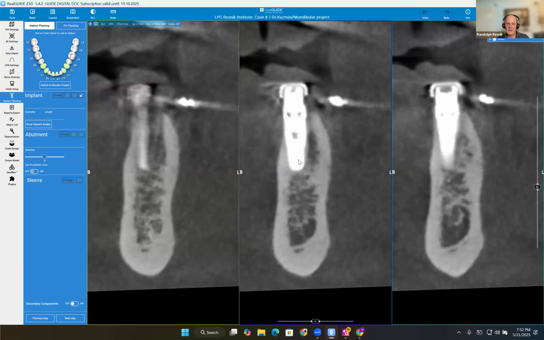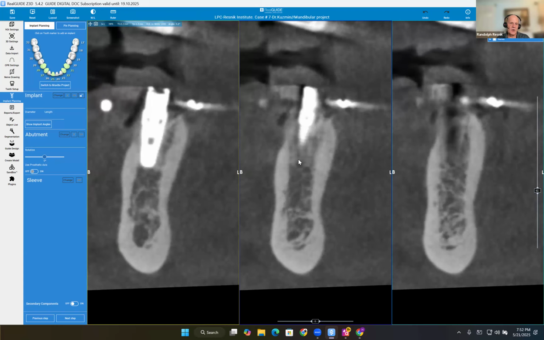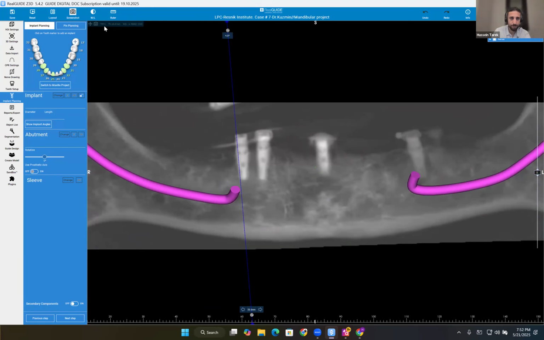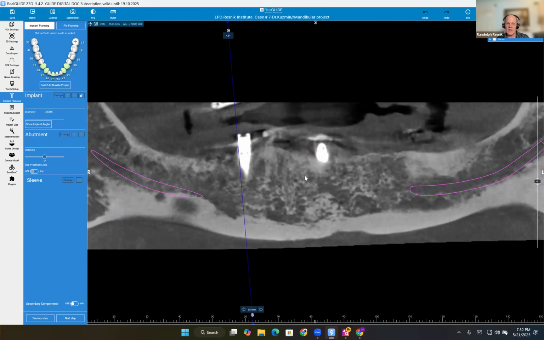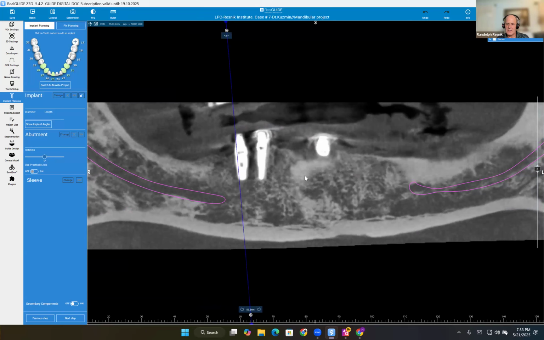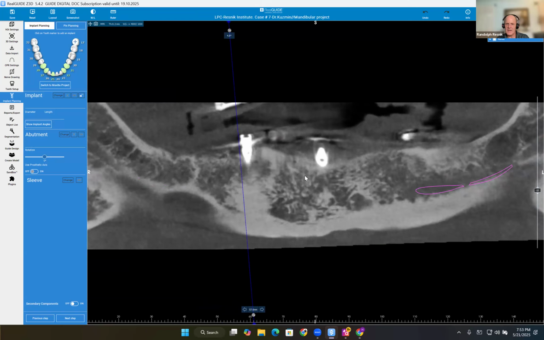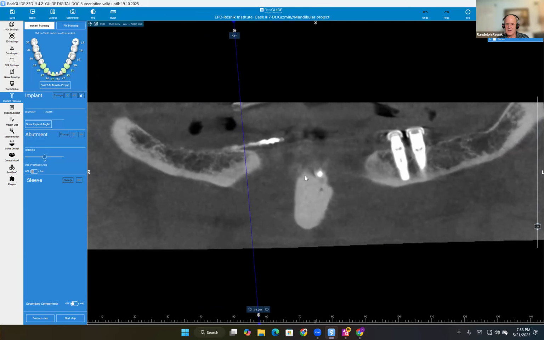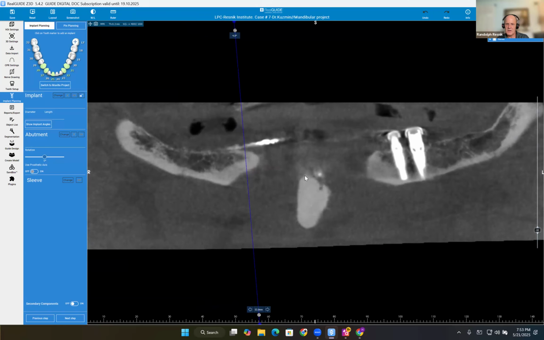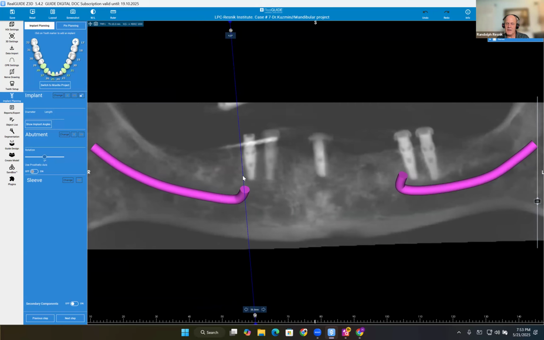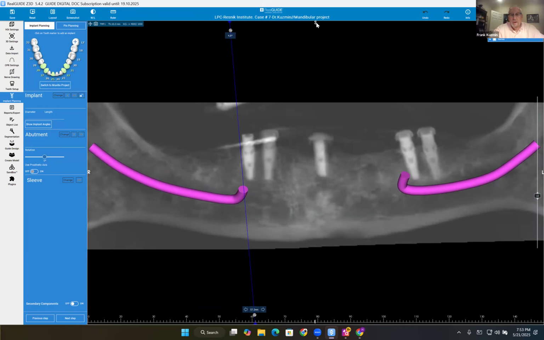Okay, so let's look at a pan view of this. So here's what I'm going to recommend, Frank, on this. Scroll through a little bit more so they can see all four or five of the implants. See this implant in 21? It's perforated. I think 20 is also perforated if you look at it.